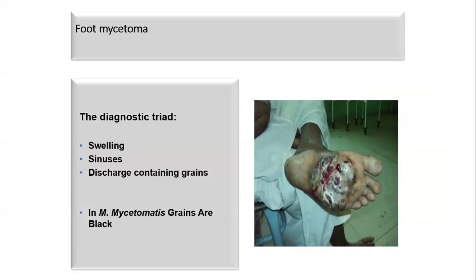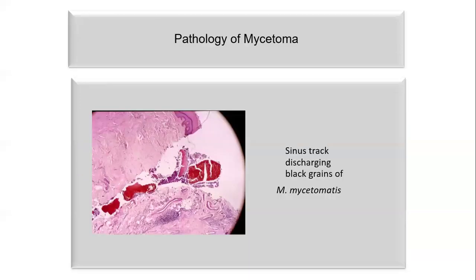And of course, in Madurella mycetomatis, we all know that the grains are black. And actually, this is mentioned by the patients because it looks like black cumin seeds, which I think are called nigella. This photo, this is a sinus track, okay? Now this is the skin and this is the sinus. And as you can see, the sinus track is discharging the black grains of Madurella mycetomatis.